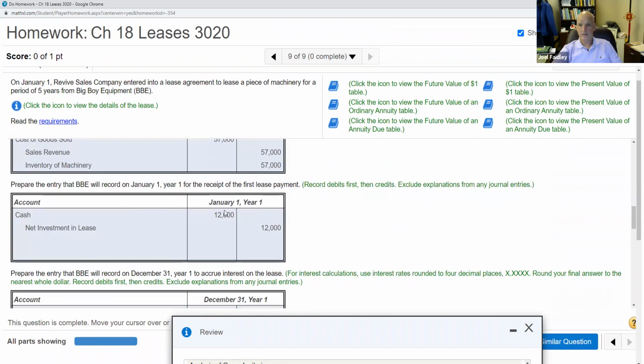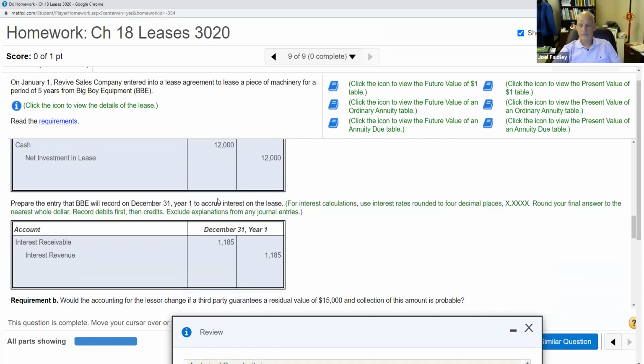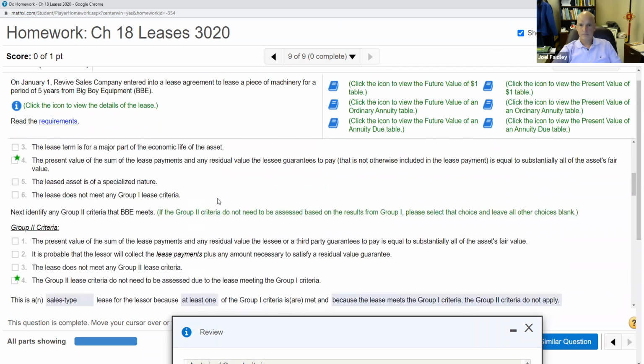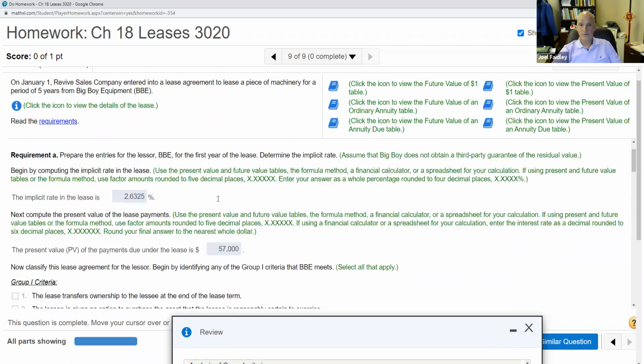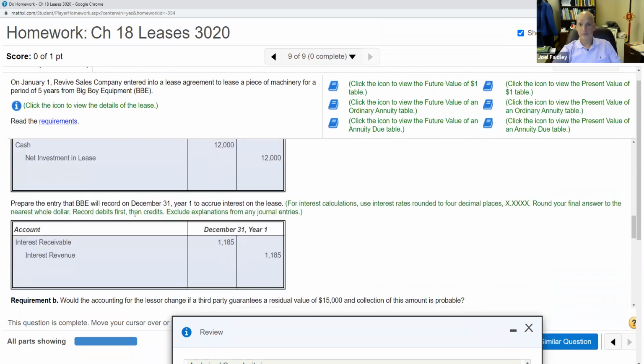The 57,000 minus the 12,000. My net investment in lease is 45,000, right? So net investment in lease is what you're using. 45,000 times that 2.6325 is $1,185. There it is. So there's my interest receivable.